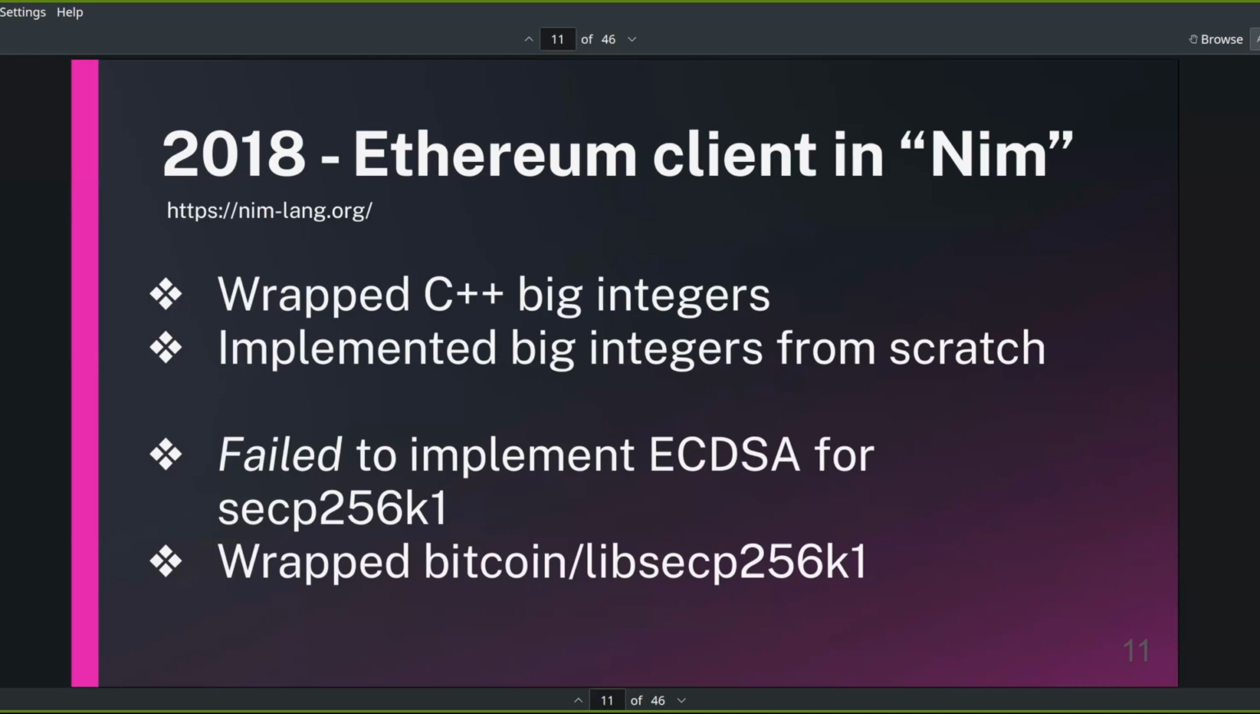And the other task would be implementing secp256k1. I took a week to explore the problem space. I failed to implement it. Well, not that I failed, but after a week, I decided that it would take way too much time to do this. And we had a product to ship. So instead, we wrapped the Bitcoin libsecp256k1 library.